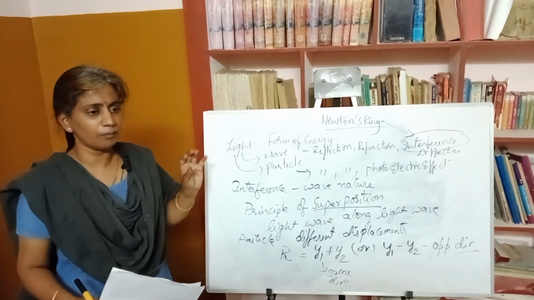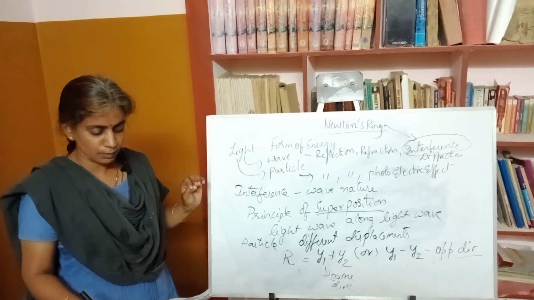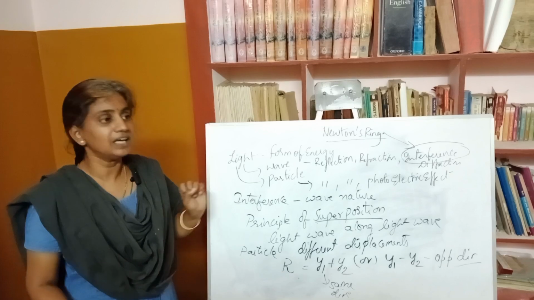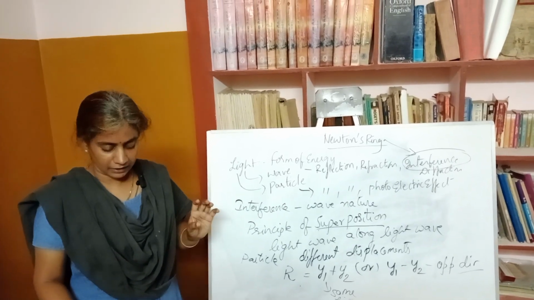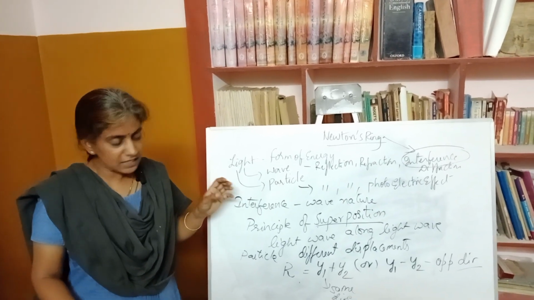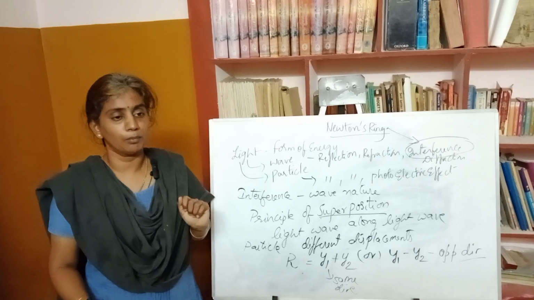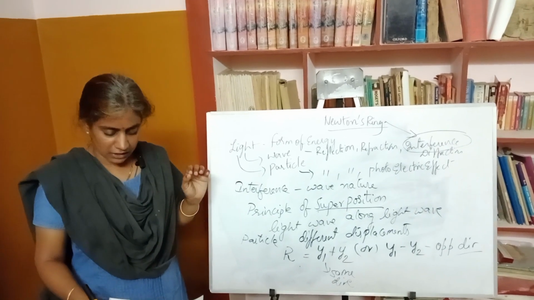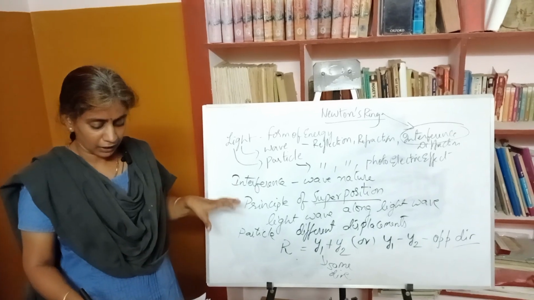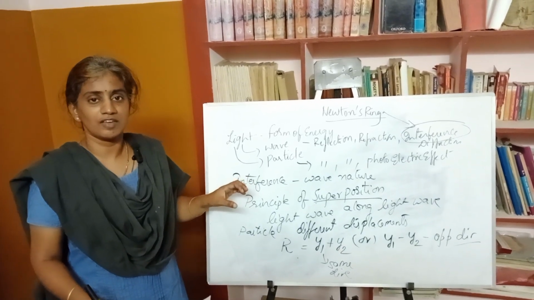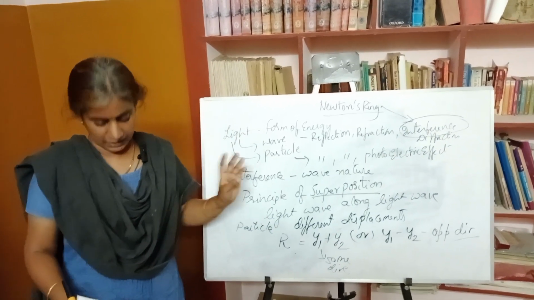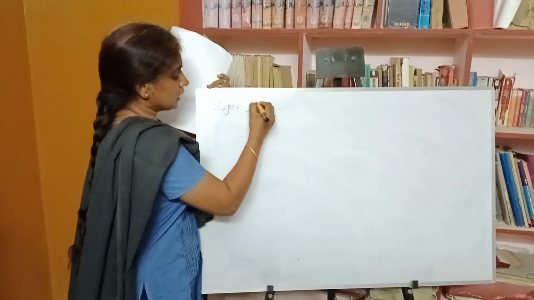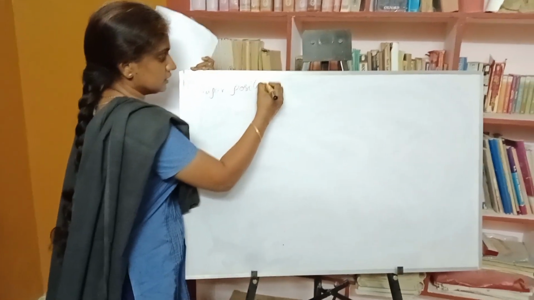So, to brief up, what is the statement for principle of superposition? The principle of superposition states that the resultant displacement of a particle of a medium that is acted upon by two or more waves simultaneously is equal to the displacement of the particle due to the individual waves in the absence of the other. Using the principle of superposition, we will try to explain the phenomena of interference.